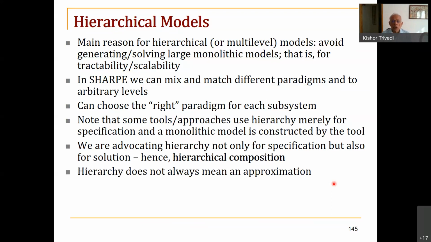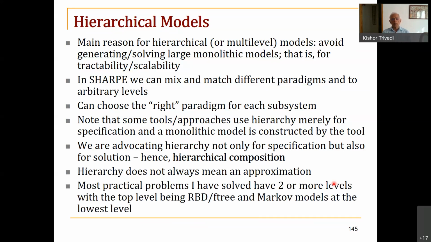And hierarchy does not always mean an approximation. Examples of this are given both in the Red Book as well as in the Green Book. And most practical problems I have solved have two or more levels, with the top level being a reliability block diagram or a fault tree, and Markov models at the lowest levels.